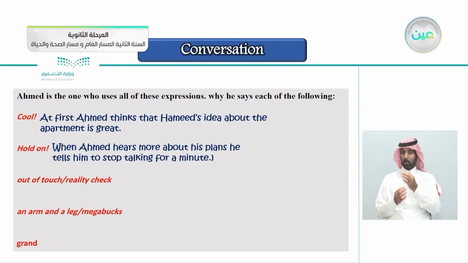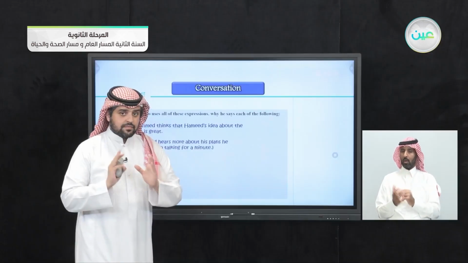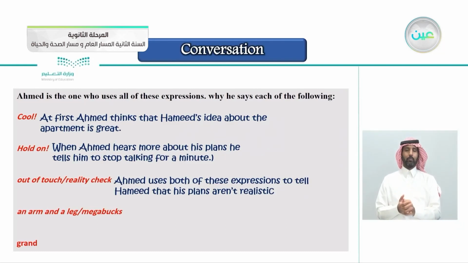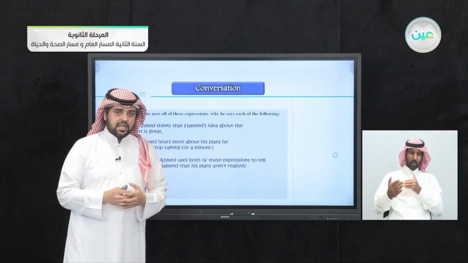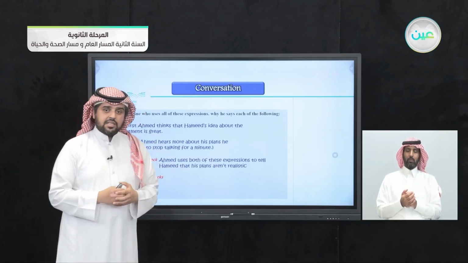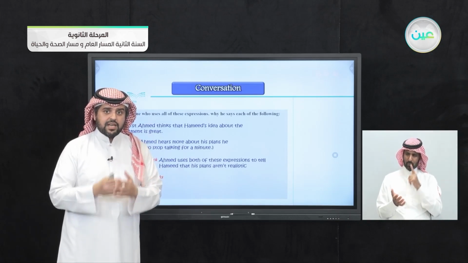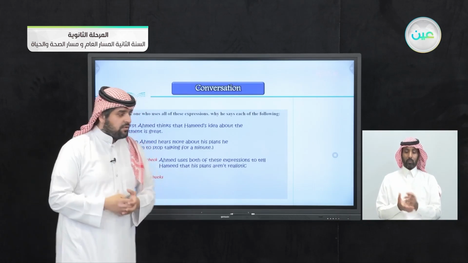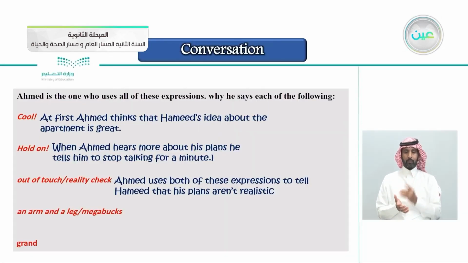Out of touch and reality check. Why does Ahmed say these expressions to Hamid? Let's check the answer here. Ahmed uses both of these expressions to tell Hamid that his plans aren't realistic, that they're not real. Out of touch means not connected with reality. And he says also, reality check. It means that you need to look for the facts, look for the prices for apartments to rent.